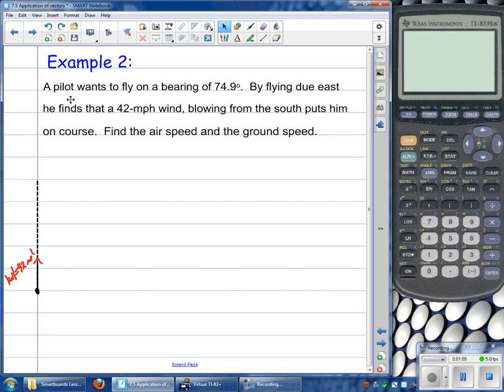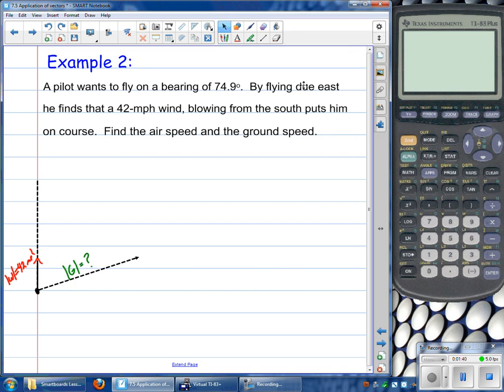Second one says a pilot wants to fly on a bearing of 74.9 degrees. So 74.9 degrees, somewhere in about that direction there. And again, we would assume that its magnitude is bigger than 42, so we'll stretch that out a bit. But that is one of the things we need to find, so we'll call that ground speed. That's where he wants to go. We don't know its magnitude yet, but we should be able to find it.